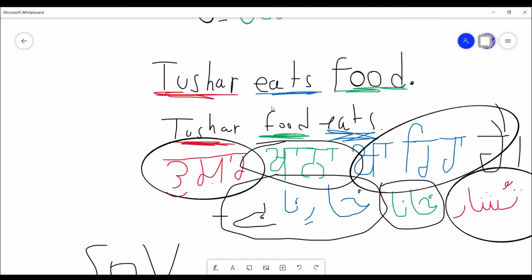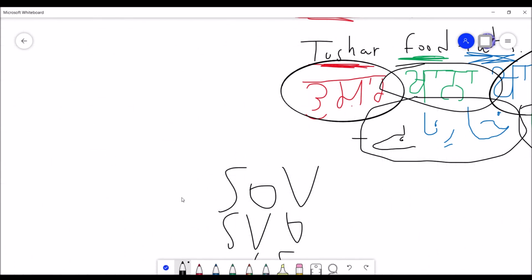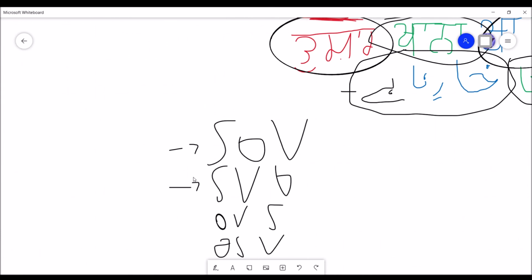You would want your friend to say, "Yo, Tushar is eating food," instead of saying, "Yo, Tushar food eating." It would just not sound right. In English, it sounds completely off. In Punjabi, it just sounds weird. Personally, I have said both SOV and SVO, but these two structures you can normally say.